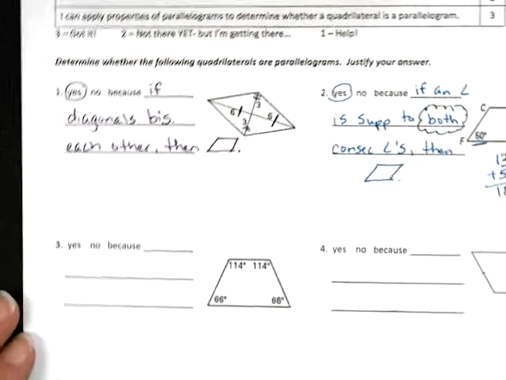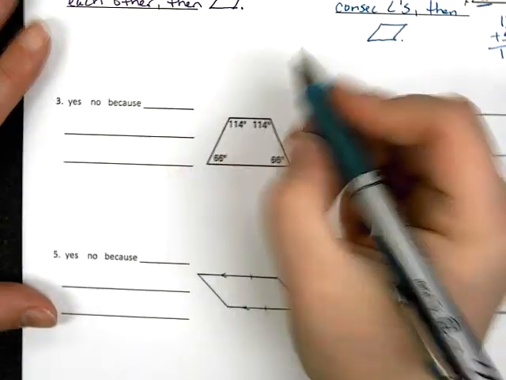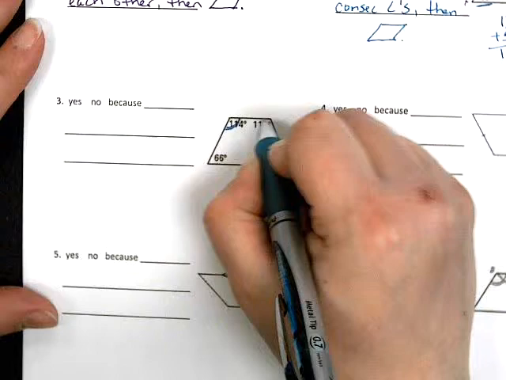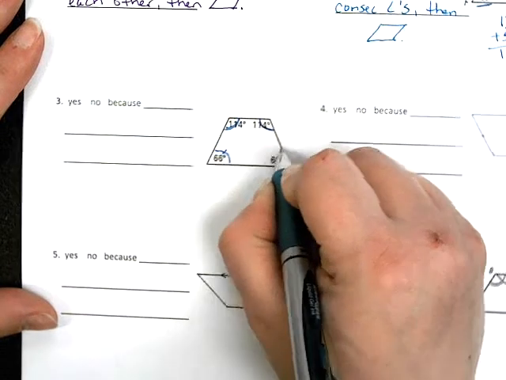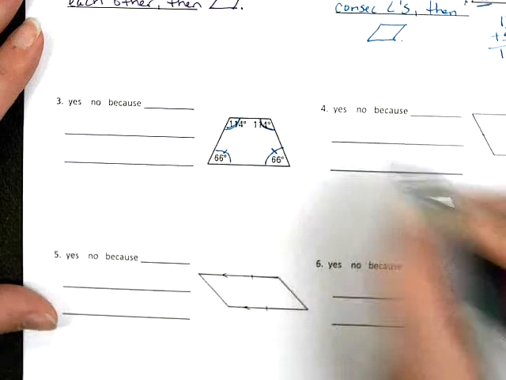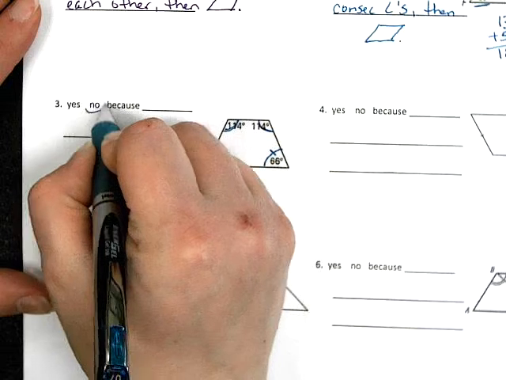All right, taking a look at number 3, we've got some congruent angles going on here. We've got that this 114 is congruent to this 114, and 66 is congruent to 66 down here. But in order for a figure to be a parallelogram, we would have to have opposite angles congruent, and that's not happening here, right? So this one is no.